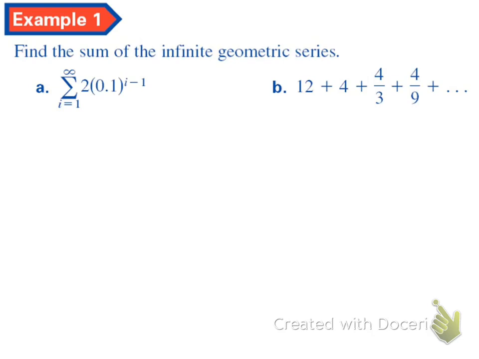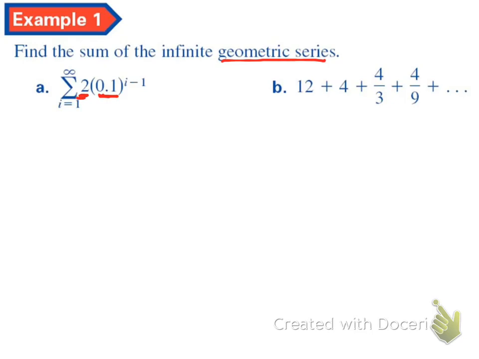Let's look at our first example. Looking at A in example 1, we notice that this series is written in summation notation, and we can see that it is a geometric series. Not only do they tell us in the directions, but if we're looking at it, we see that we have it in the form of the first term times the rate raised to, normally we say n minus 1 power, but here they're using the variable I to the I minus 1 power. So it's written in geometric form.